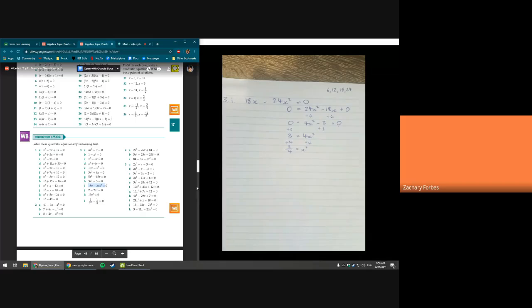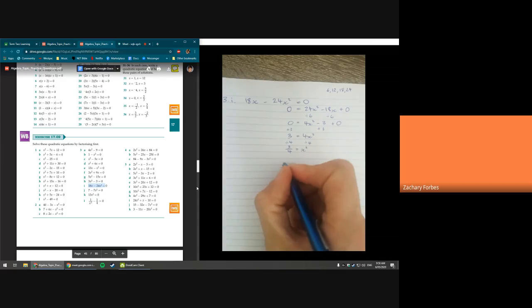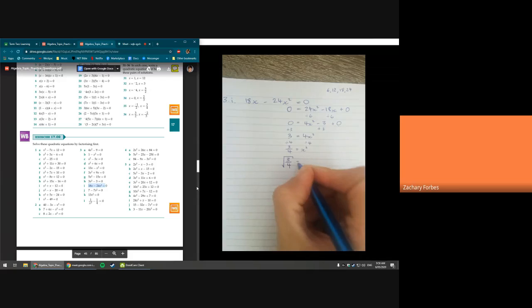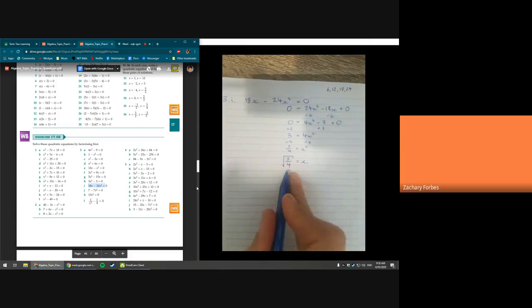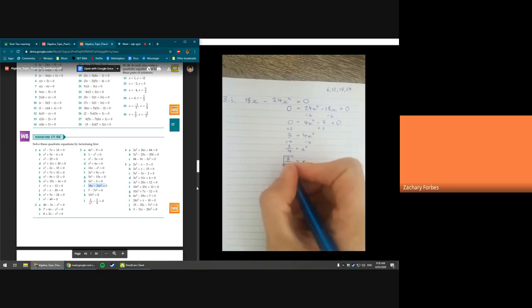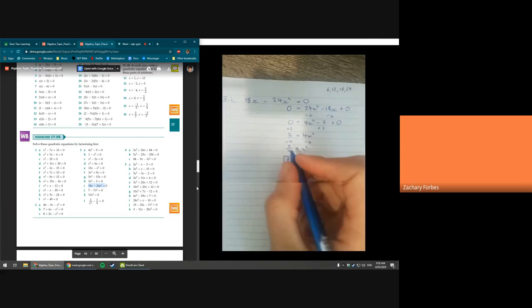And then to get rid of a squared, all we do is take a square root of both sides. So I get square root of 3 over 4 equals x. But you say, but Mr. Forbes, aren't there meant to be 2 solutions? You're absolutely right. There does need to be 2 solutions. But when we do a square root, the square root actually has 2 solutions, right? Because it could be the positive or it could be the negative.